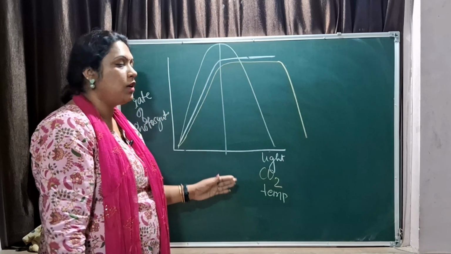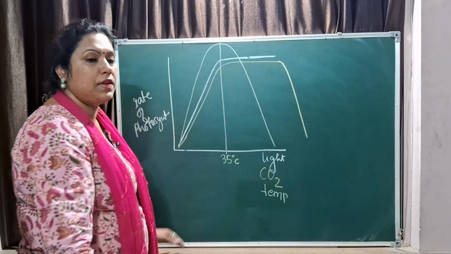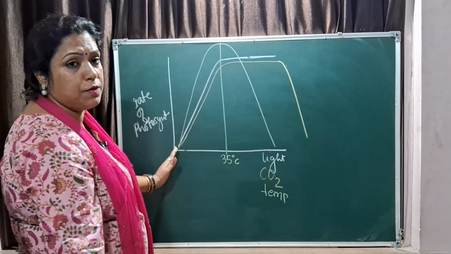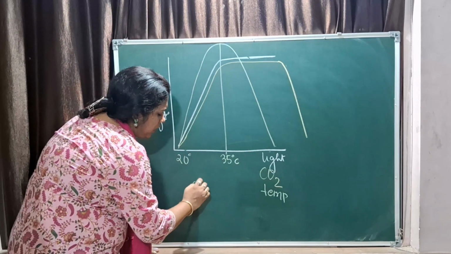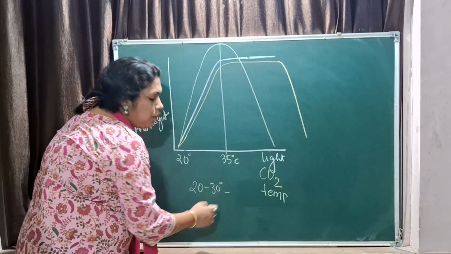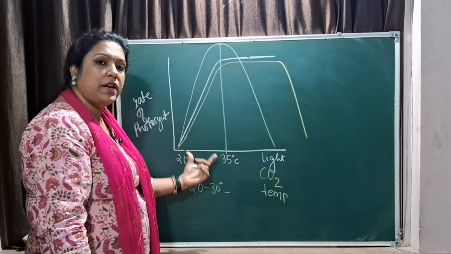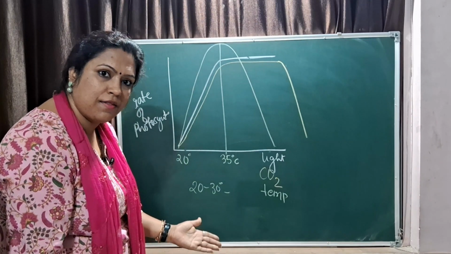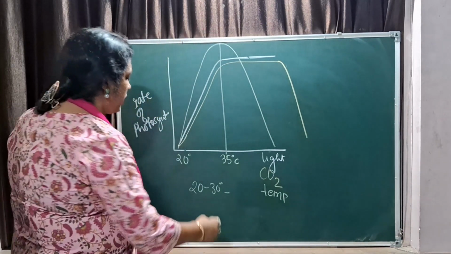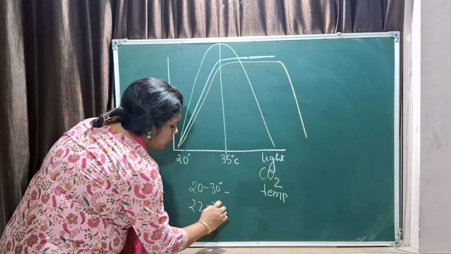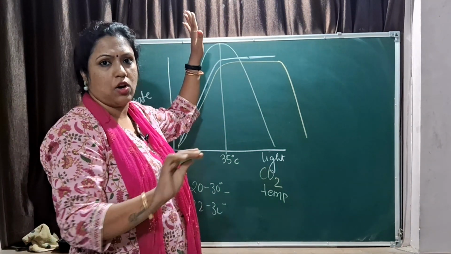So, for temperature you have an optimum temperature, say of 35 degrees C. If you go on increasing, say from 20 to 30 degrees, the rate of photosynthesis basically doubles. So, for every 10 degree rise in temperature, the rate of photosynthesis doubles itself. Okay. So, the rate goes on increasing till 35, you can have it like 22 to 32 also, the rate will double itself, and as it reaches 35 it is optimum.